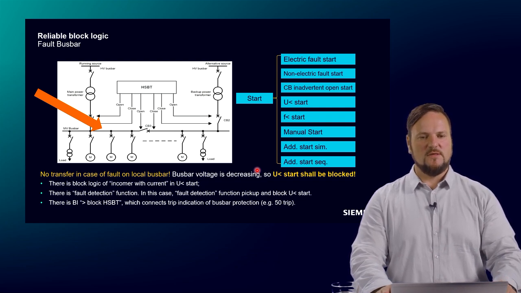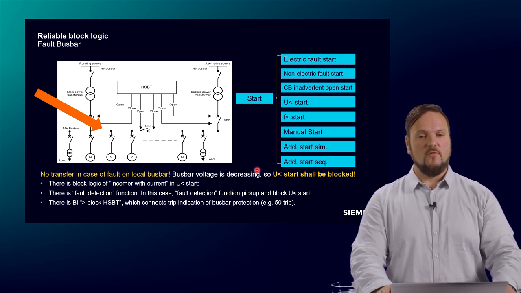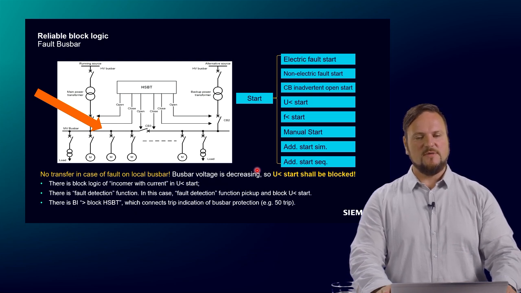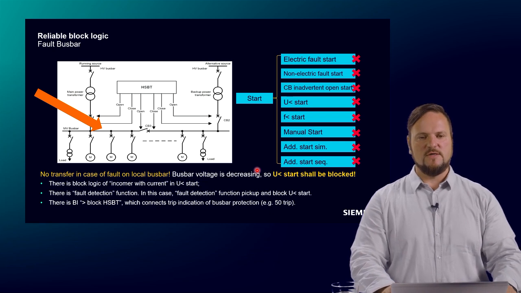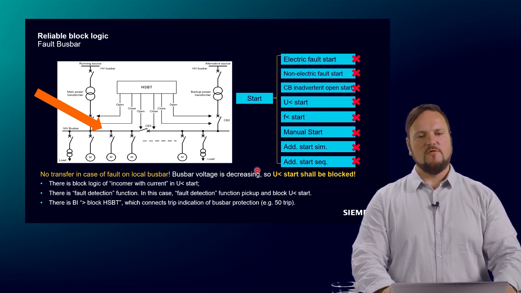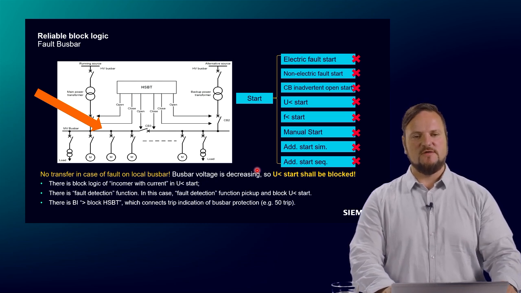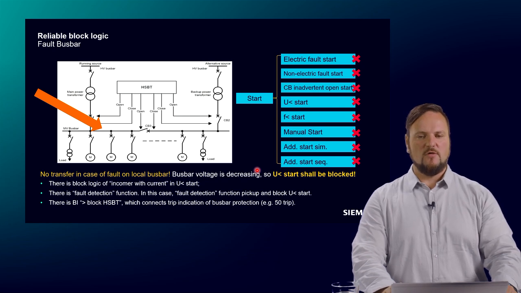We can do that with the combination of the current on the incomer. We have a specially implemented fault detection for that. This function blocks when picked up internally and blocks the undervoltage criteria. Or we have the possibility to force this binary input to block the whole HSBT function. And this can be done by an external tripping command from an overcurrent device, for example.